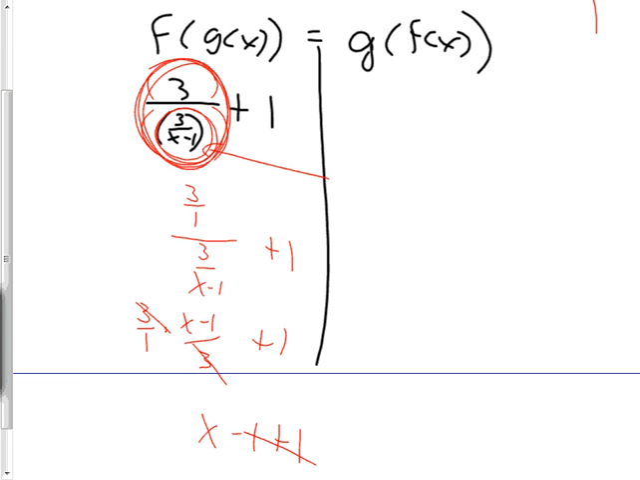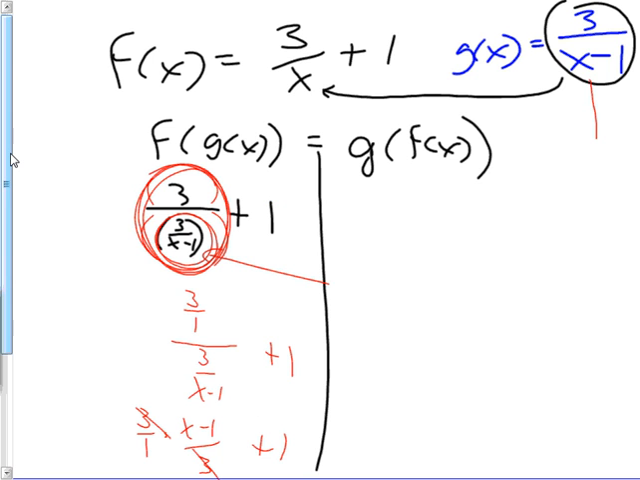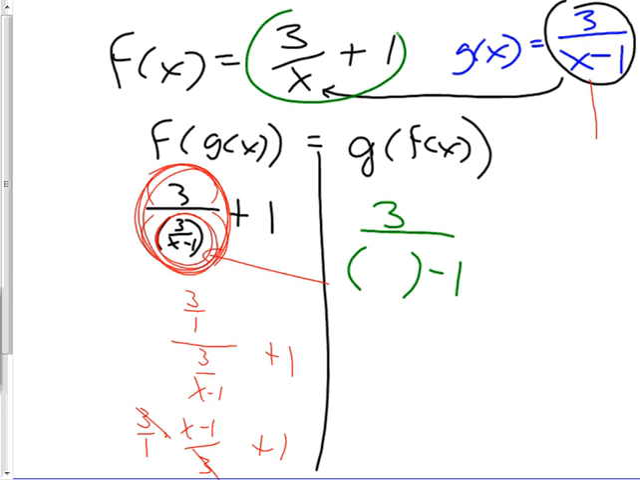All right, so you should have put the f into the g. I take the g first, start with g, 3 over empty spot minus 1, and drop into the empty spot the f that got eaten. That's this guy. And so it's 3 over x plus 1.